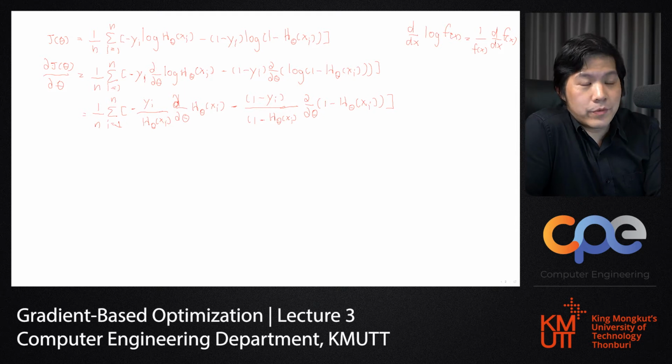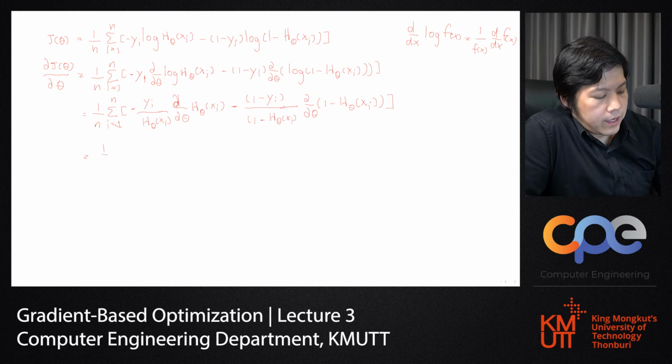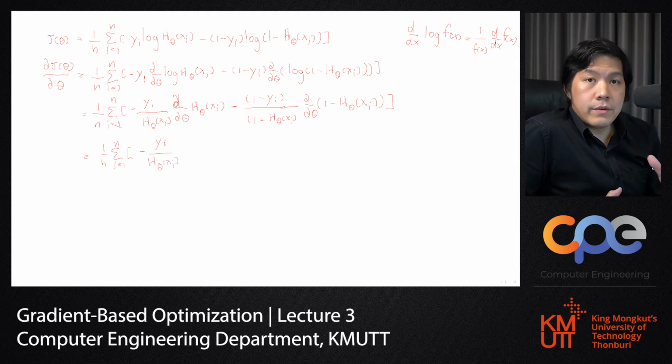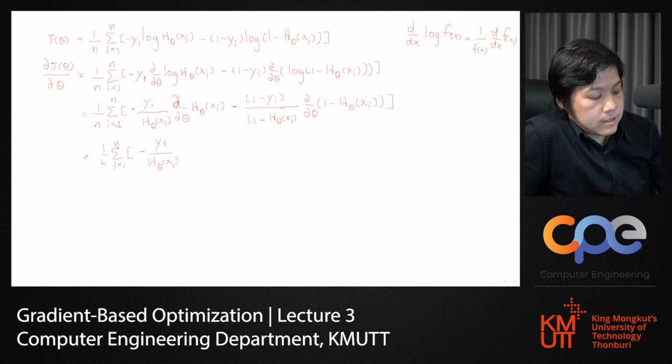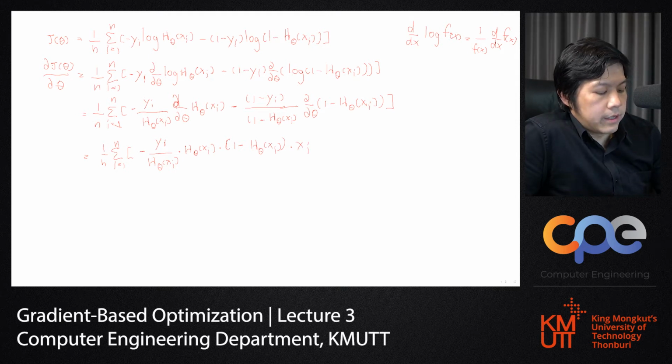Well, it's not that difficult because we know that the derivative is simply the multiplication, right? So let's expand the term. 1 over n summation of i equals 1 to n. And for the first term, we got this minus yi over h theta xi from the above here. And the derivative of h theta xi, which is h theta xi multiplied by 1 minus h theta xi multiplied by xi. Right, this is for the first term here.